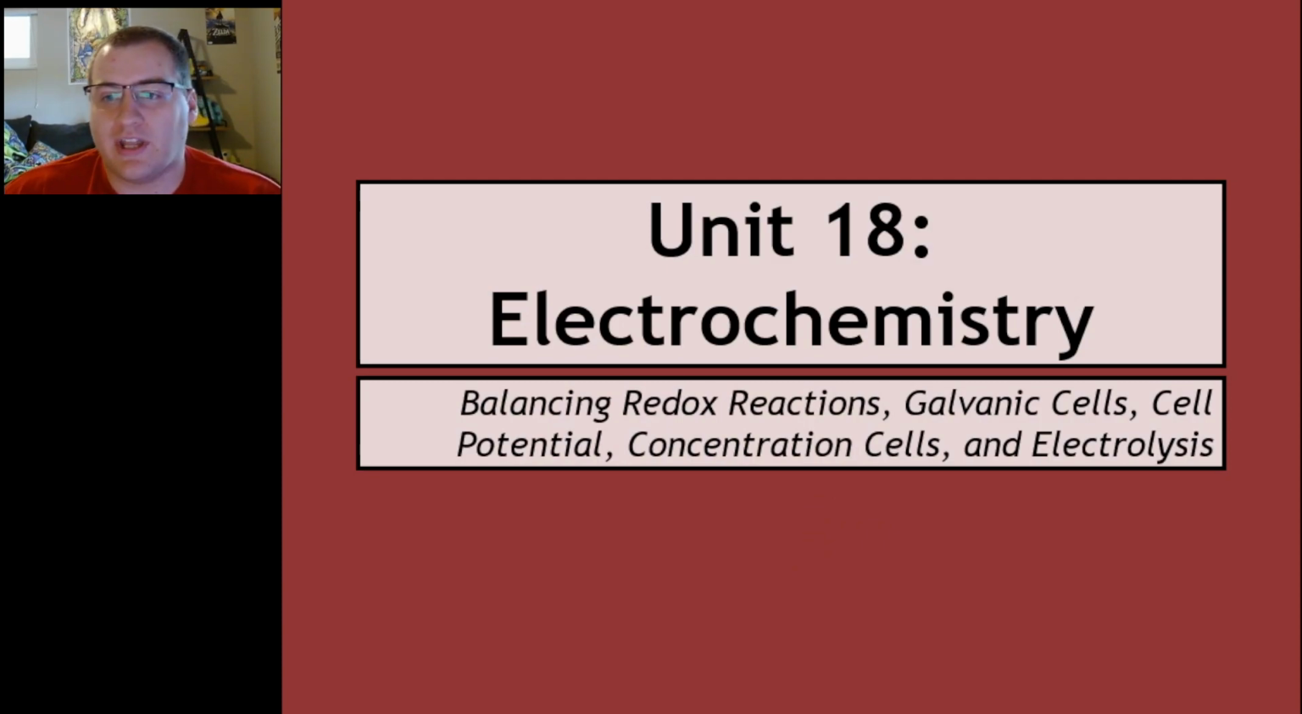The unit is called, like I said, electrochemistry. The main things we'll be focusing on are balancing redox reactions, which, don't panic, is not like how we balanced them back in unit 4. This is a little bit simpler. We're going to talk about galvanic cells, which are basically like batteries, how they work, cell potential, concentration of cells, and electrolysis.